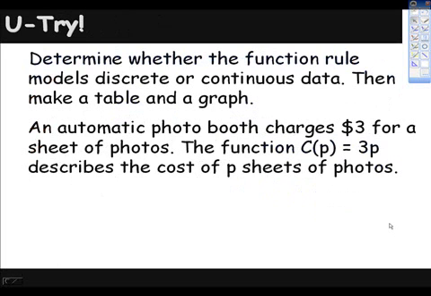Determine whether the function rule models discrete or continuous data, then make a table and a graph. We have an automatic photo booth that charges $3 for a sheet of photos. The function cost of P is equal to 3P. Describe the cost of P sheets of photos.